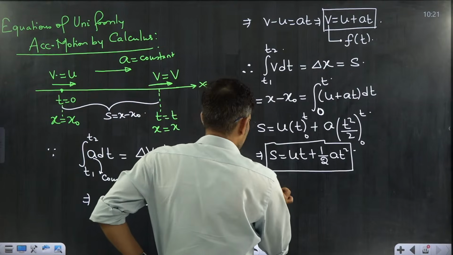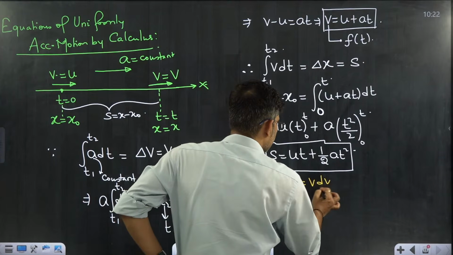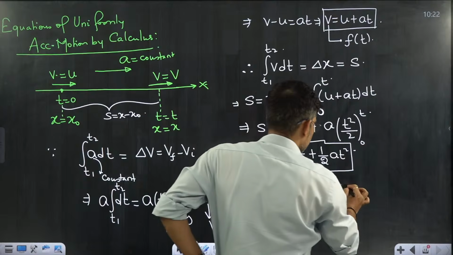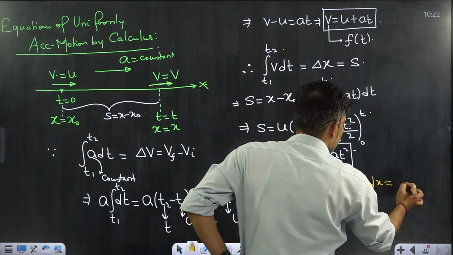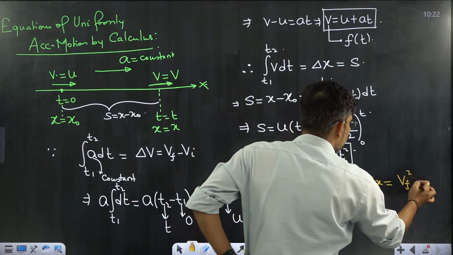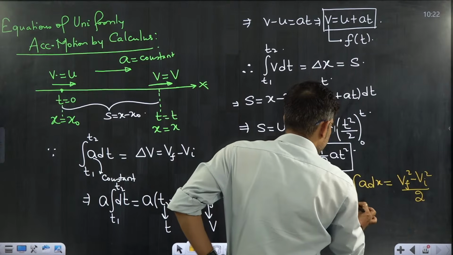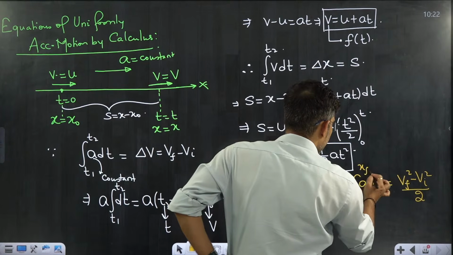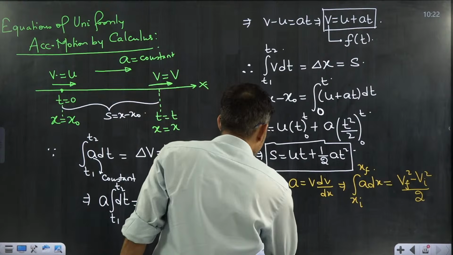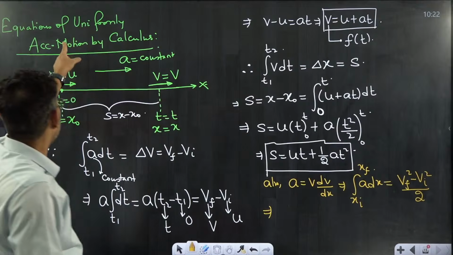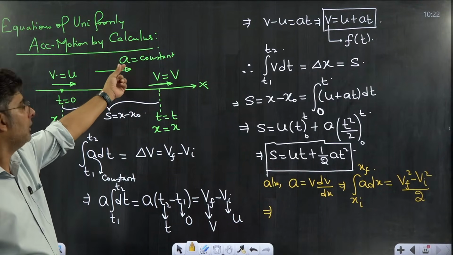Also I told you acceleration, if I use v dv by dx, when you integrate acceleration with respect to x, you get (v final square minus v initial square) by 2. This I told. So if I integrate from x initial to x final, I will get this. Now, I am talking of uniformly accelerated motion where acceleration is constant.